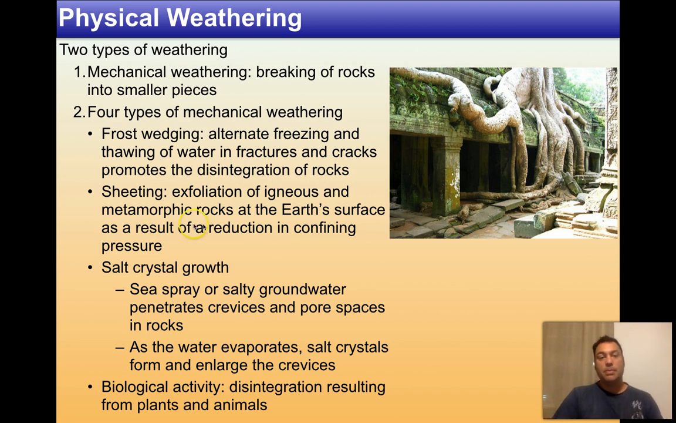Of igneous and metamorphic rocks, you're going to find out that metamorphic rocks act very similar to igneous rocks as we go forward, at the Earth's surface as a result of a reduction in confining pressure. So when magma chambers form, they're formed at very great pressures down in the heart of the crust, in some places quite deep. And as a magma chamber, say a granite body, makes its way up to the top through erosion, the material is removed off the top.